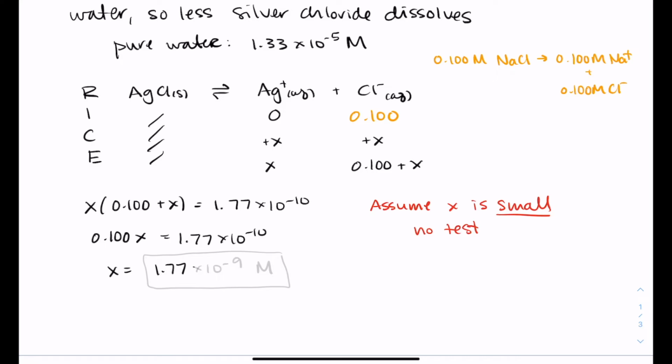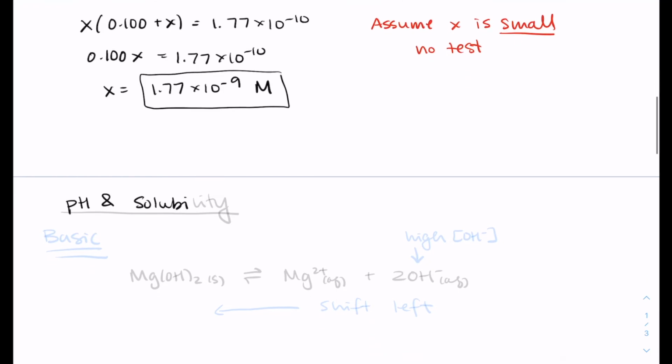So that leaves me with 0.1 times X equals 1.77 times 10 to the minus 10th. So my molar solubility in 0.1 sodium chloride is 1.77 times 10 to the minus 9th molar. So having 0.1 molar sodium chloride took my solubility from 10 to the minus 5 to 10 to the minus 9. That's 4 tens apart, so that's 10 to the fourth apart in magnitude of the concentration that's possible with and without a common ion.